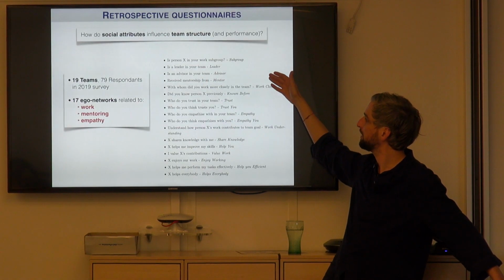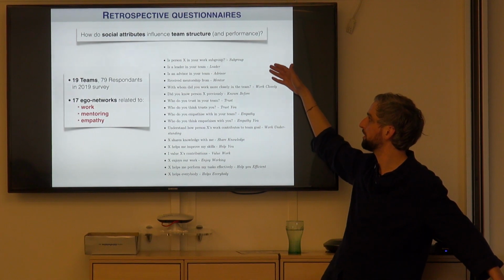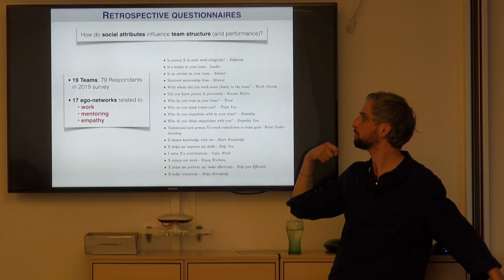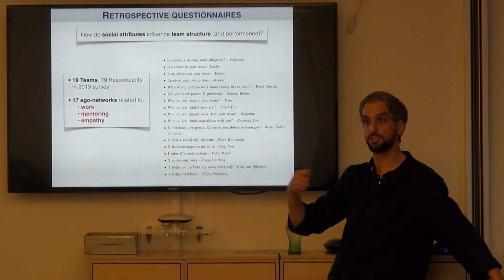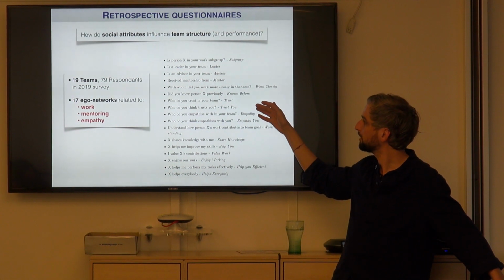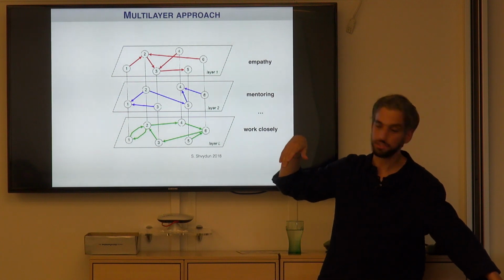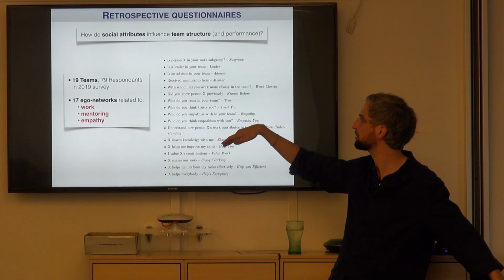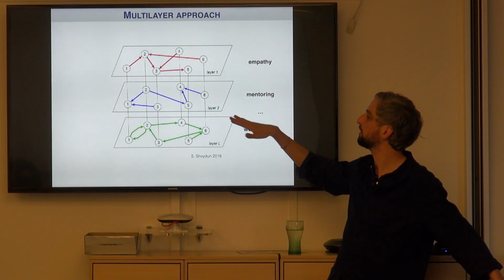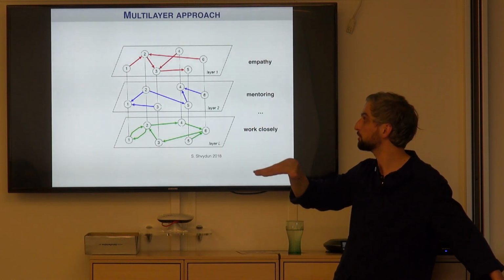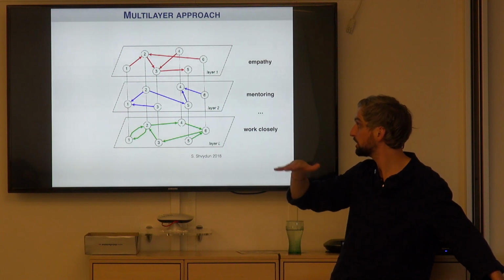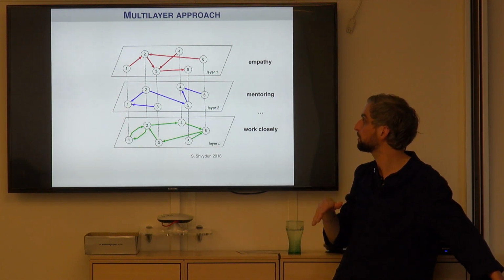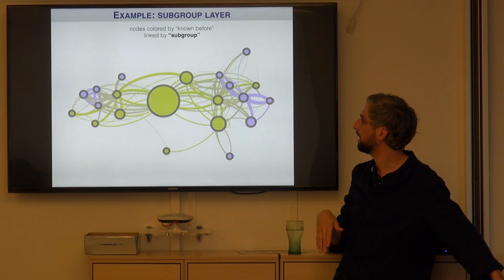Typically, the kind of thing we can do with this questionnaire is ask them to nominate people: who they work with, who mentors them, who they trust, so empathy layers. We had a survey last year on 79 people spanning 19 teams. And we're now taking an approach to look at the multi-layer structure of these teams in terms of the different layers of their social network interactions.